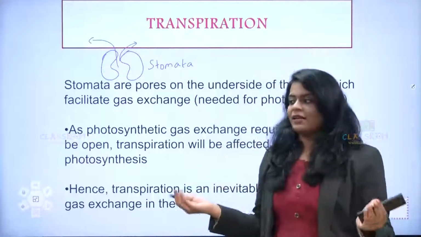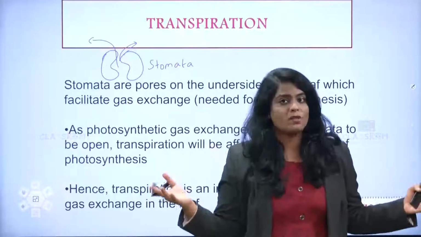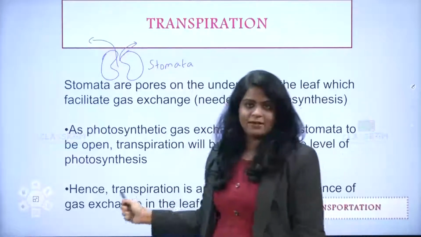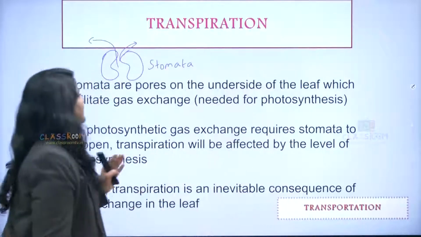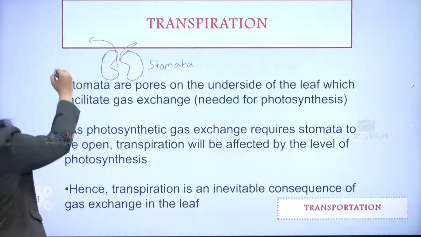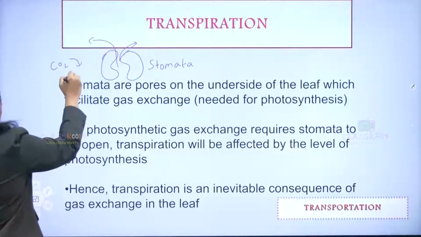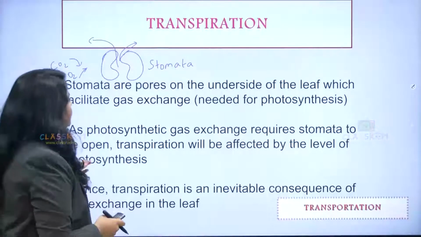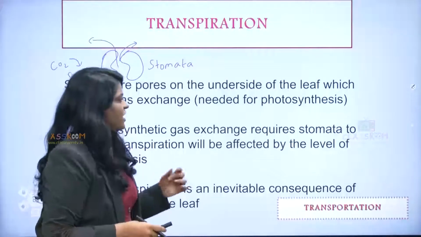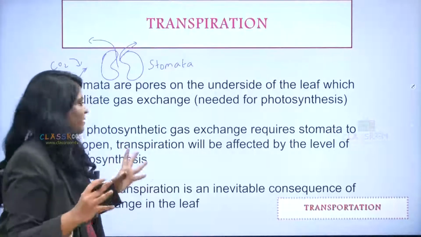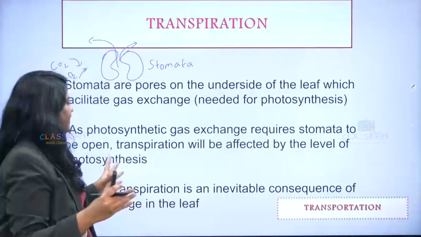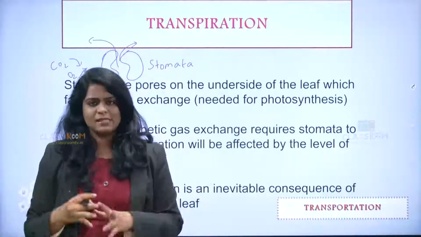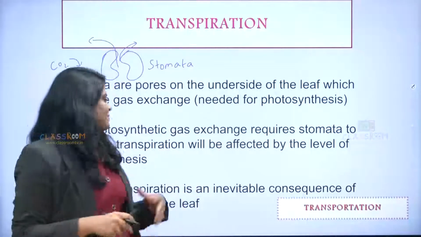So taking in carbon dioxide and giving out oxygen, this exchange of gases is happening through stomata. Okay, so where is this exchange of gases happening? That is, carbon dioxide coming in and oxygen going out happens through stomata. As photosynthetic gas exchange requires stomata to open, transpiration will be affected by the level of photosynthesis. So only during the process of photosynthesis, the transpiration process will be affected.